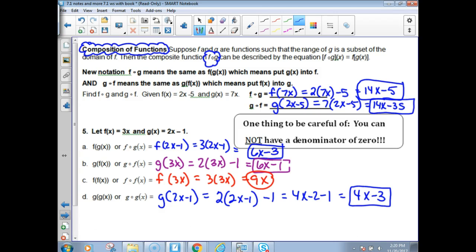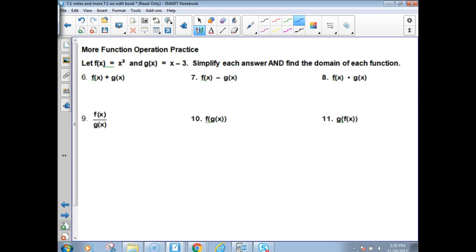Okay, moving to another problem. More function operation practice. Here we go. f of x plus g of x just means to add the functions. x squared plus x minus 3. Can't do anything else. Now, it says simplify each and find the domain. What's the domain of the original functions? Negative infinity to infinity. x squared is a quadratic and the other is linear. This one is also quadratic, so the domain is still negative infinity to infinity.